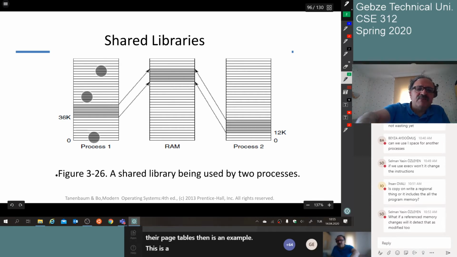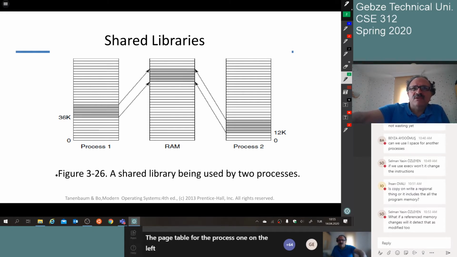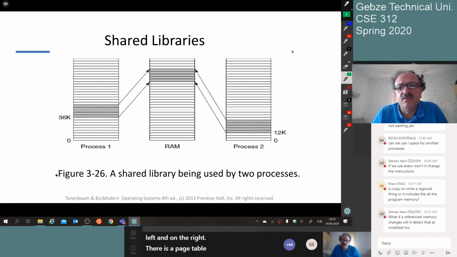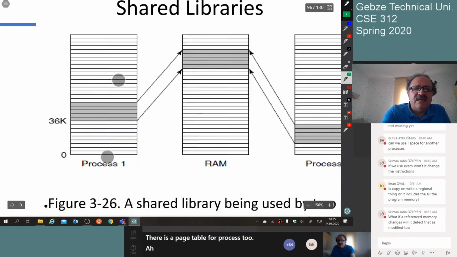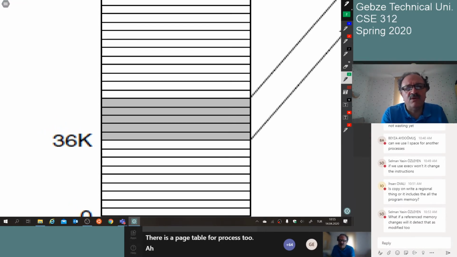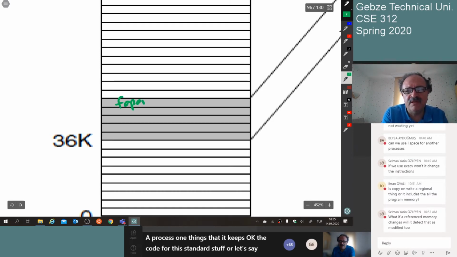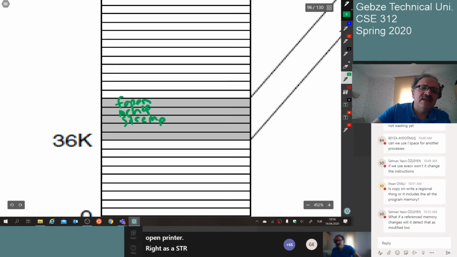This is a page table for process 1 on the left, and on the right there is a page table for process 2. Process 1 thinks that it keeps the code for these standard functions, let's say fopen, printf, strcmp. Okay, the code is available at these pages.